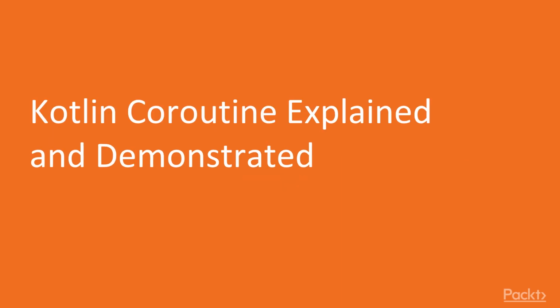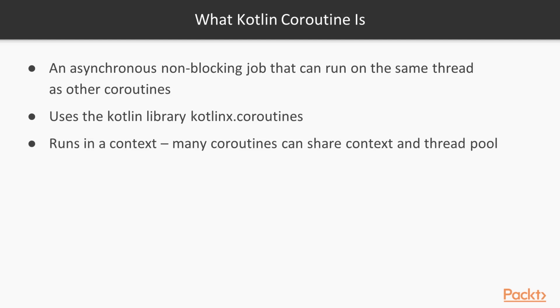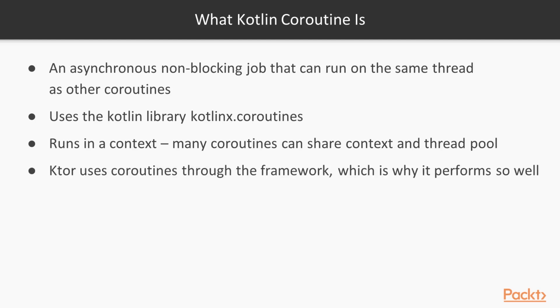So what is a coroutine? You can think of a coroutine as a job that needs to be run. This job can be run on the same pool of threads as other jobs, without blocking the thread. A coroutine in Ktor uses the Kotlin library kotlinx.coroutines. It runs in a context. Many coroutines can share a context and thereby a pool of threads. Ktor uses coroutines through the framework, which is why it performs so well.